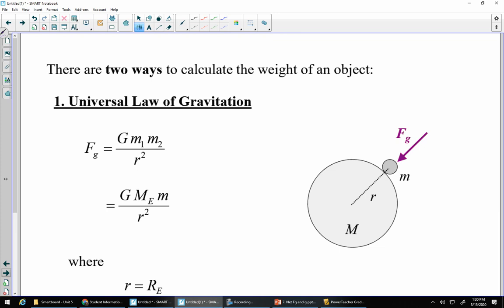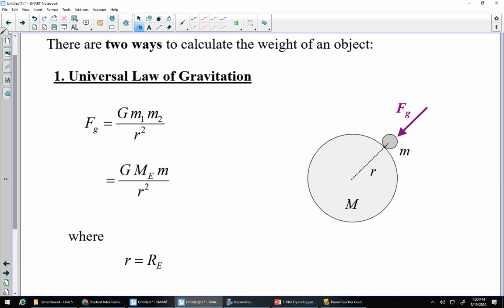Cool. So when we're talking about this force of gravity, remember that there are two ways to calculate the weight or the force of gravity on an object. So we've got the universal law of gravitation, where we're dealing with Fg is equal to G m1 m2 over r squared. But if we're thinking about the weight of a person here on the surface of the Earth, well, realistically, the radius is just the radius of the Earth, right? Because the person is standing on the surface of the Earth, and honestly, it doesn't matter where the person is standing. It's pretty much exactly the same everywhere.